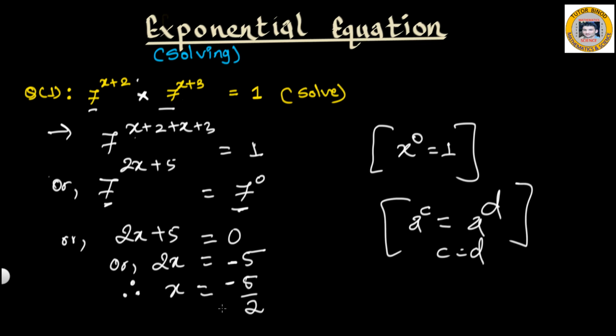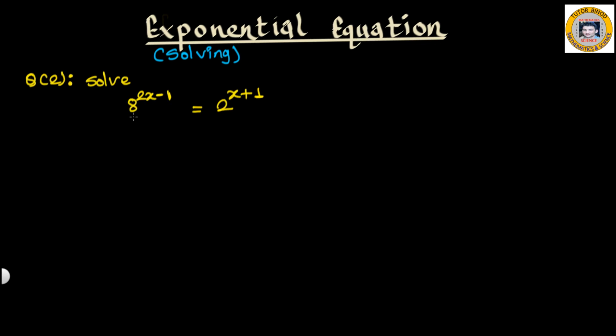Now let us see another example. In this example, we have 8 to the power 2x minus 1 equals 2 to the power x plus 1. In an exponential equation, if you are given an equation where you can have the same base, you should try your best to get the same base, because 8 is a certain power of 2. We know that 2 to the power 3 is 8, or if you multiply 2 three times, 2 times 2 times 2, you get 8. So 8 is nothing but 2 to the power 3.